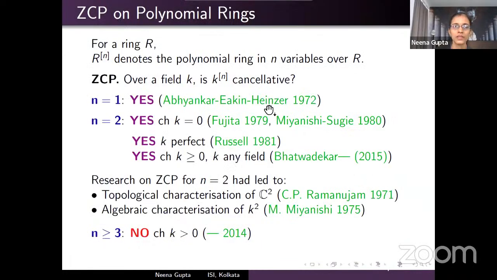However, after the solution of n equal to 2, the n equal to 3 case had remained open for long. And I have shown that over a field of positive characteristic, the affine n space is not necessarily cancellative. I had first proved it for n equal to 3 and later generalized it for higher dimensions. And this result for n greater than or equal to 3 is still open when the characteristic of the field is 0. Let me now come to the example of how this result was achieved.